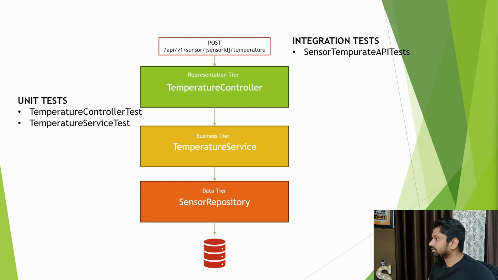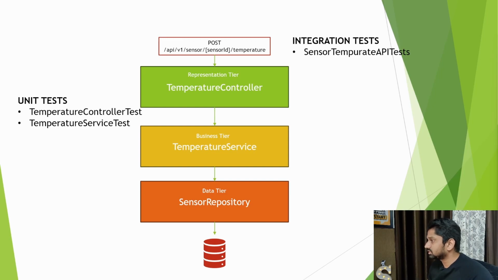In this diagram, we have an API that takes a temperature value from a sensor and saves it to the database. The code for this API is broken down into what's popularly known as three-tier software architecture. At the top level, we have the temperature controller, which defines the structure of a REST API. Then at the business level, we have a temperature service that has validations and other core logic that calls the data layer. And then finally, we have the sensor repository at the data layer, which deals with saving or fetching data objects from the database.